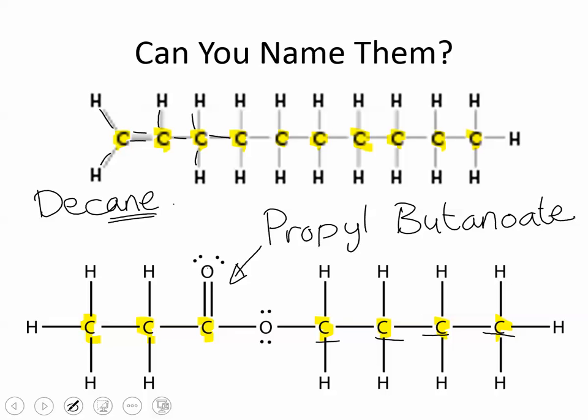Right, hopefully that's helped. Remember, if you're only learning to count in chemistry so that you can name your alkanes and alkenes, you don't need to know about all these functional groups here, but you do need to know about naming them if they've got a double bond or if they're a saturated hydrocarbon.